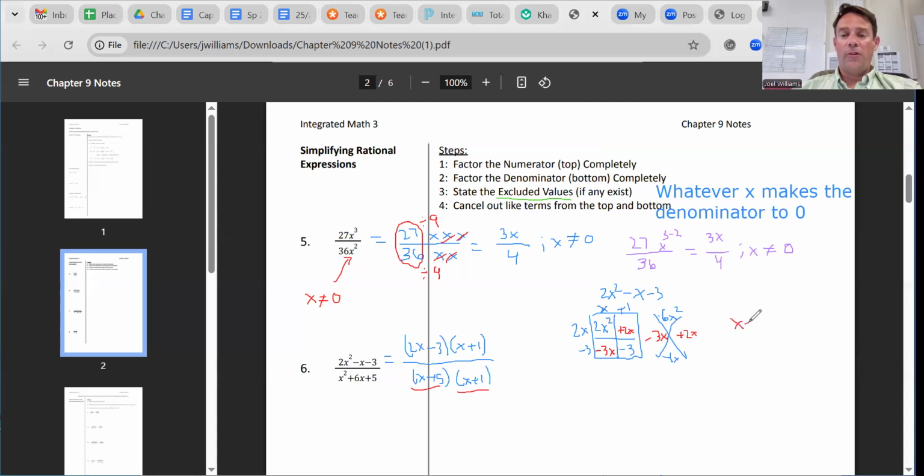So that means x plus 5 can't be equal to 0. Also, x plus 1 can't be equal to 0. Those give me my excluded values. So if I go back and figure out what those are, I find out that x can't be equal to -5, and x can't be equal to -1.